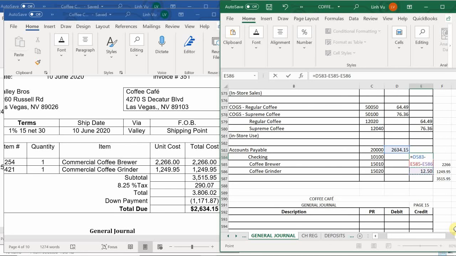So you take the discount off the accounts payable amount, the 2634.15, correct? Yes. Well, no. That's what you recorded in your books. You have to take that, like if you're trying to calculate the checking. Yes, that's what I'm trying to do.